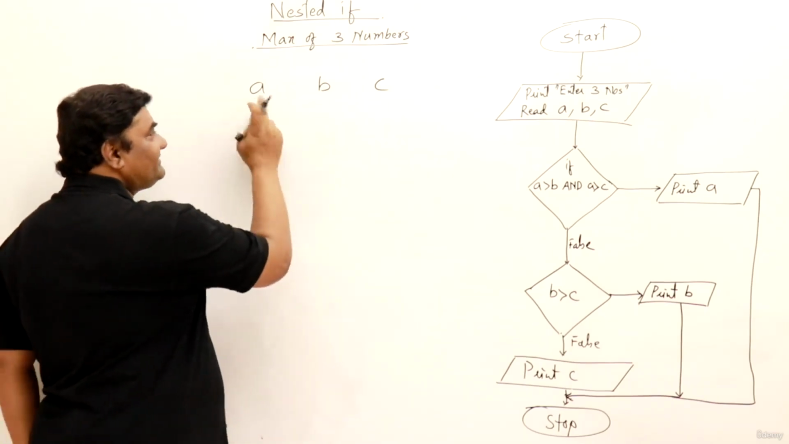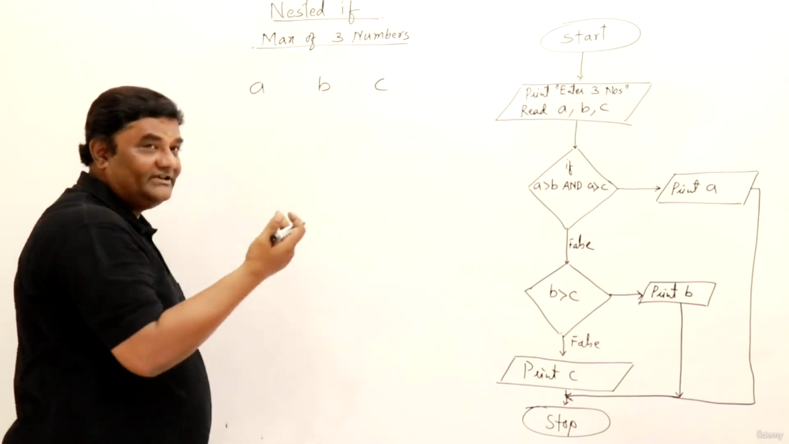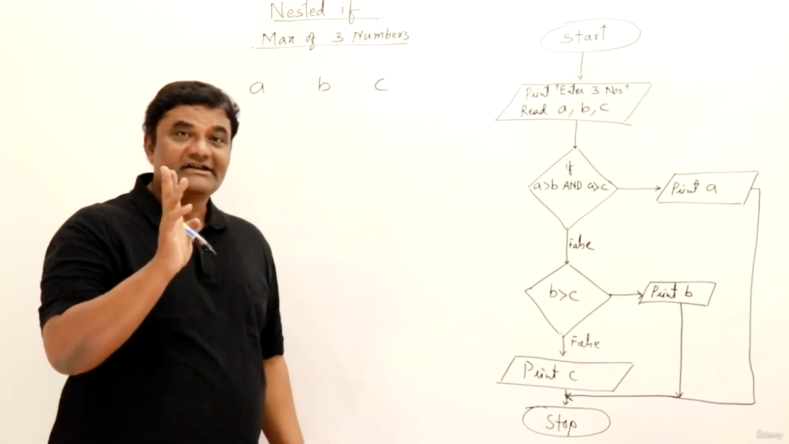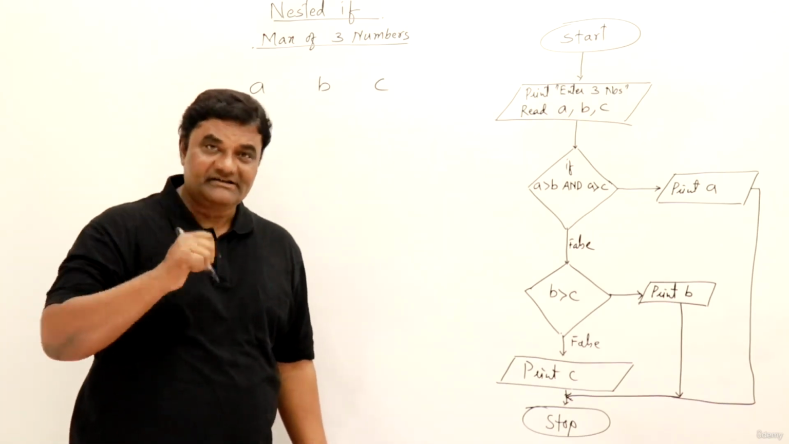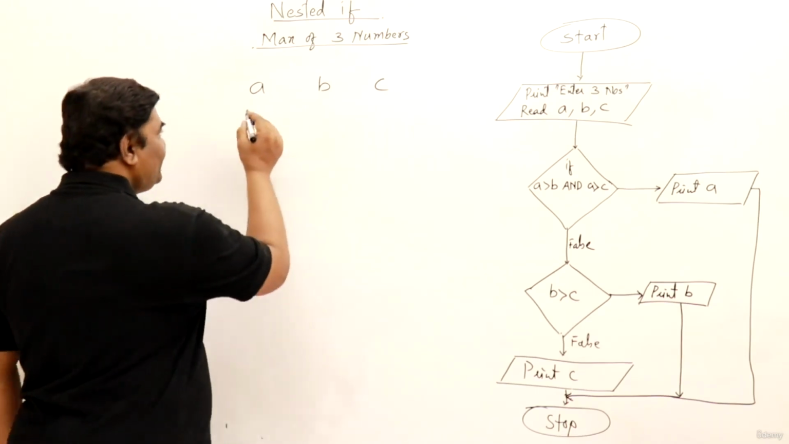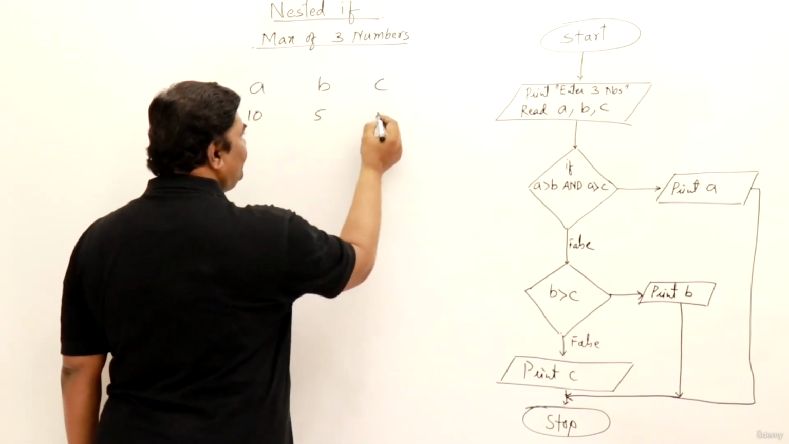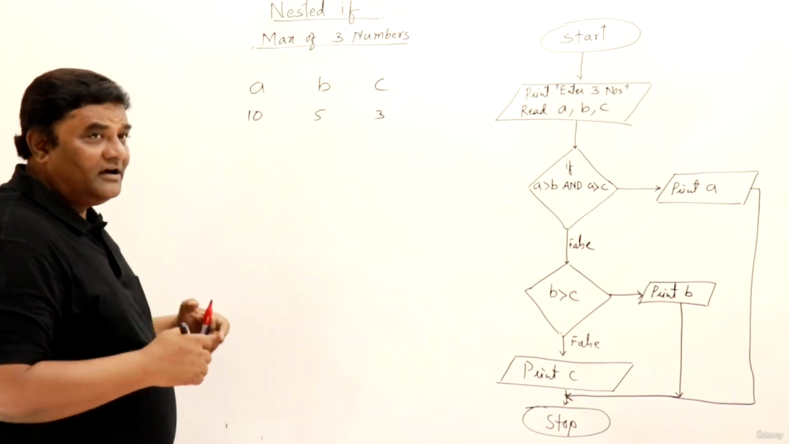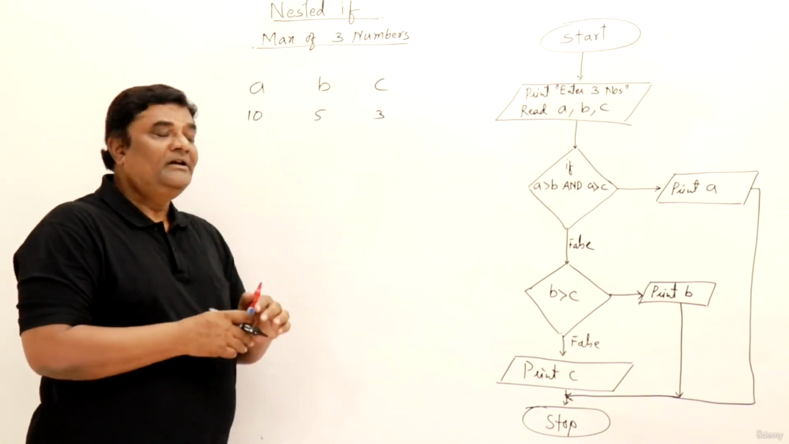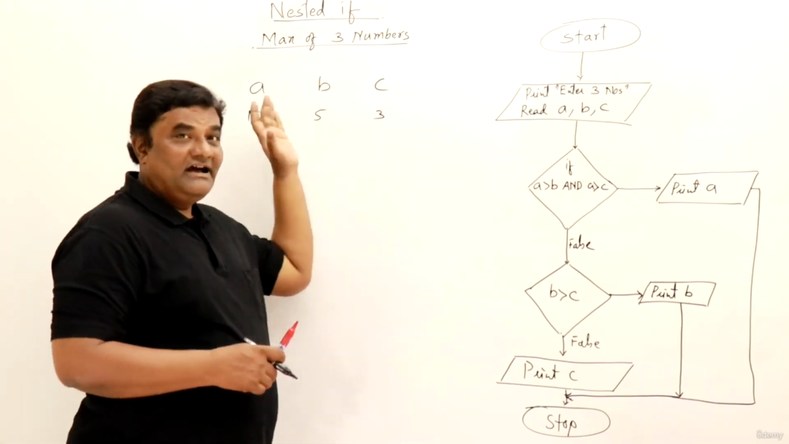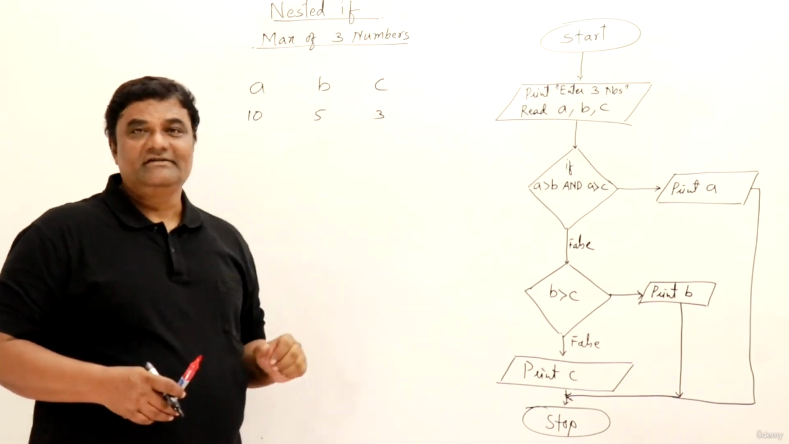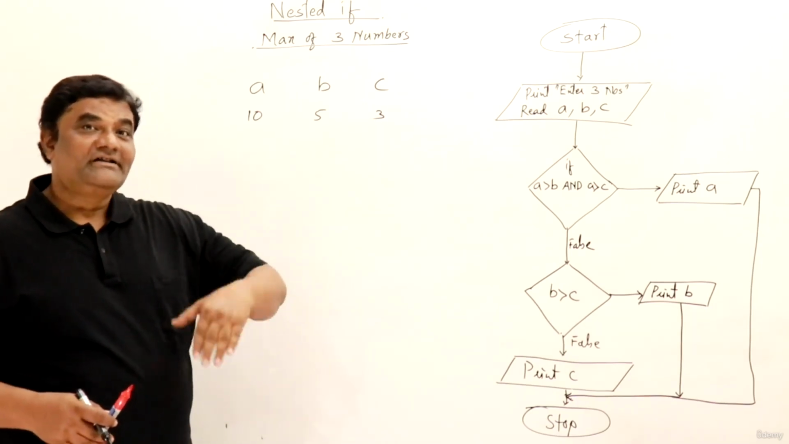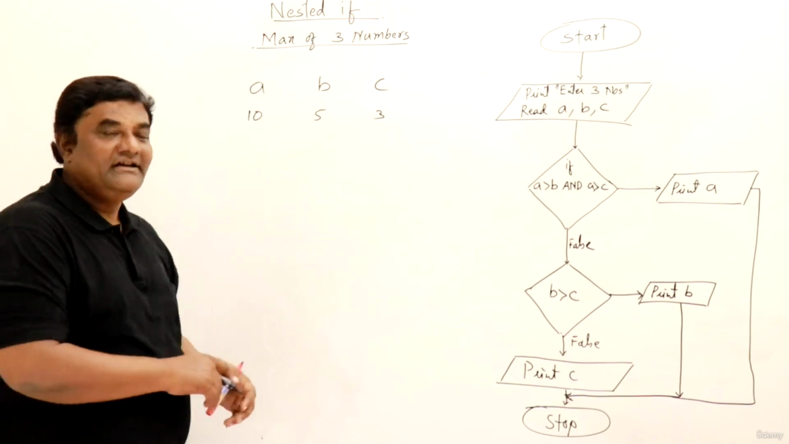Suppose I have three numbers as input: A, B, C. I want to find out which has the greatest number. Actually, these are three variables. In which variable do we have the greatest number? Let us check it. Suppose A has value 10, B has 5 and C has 3. Then which is greater? A. How do you say A is greater among all? Because A is greater than B as well as A is greater than C. So when A is greater, it should be greater than B and also greater than C. Then we can say A is greater.